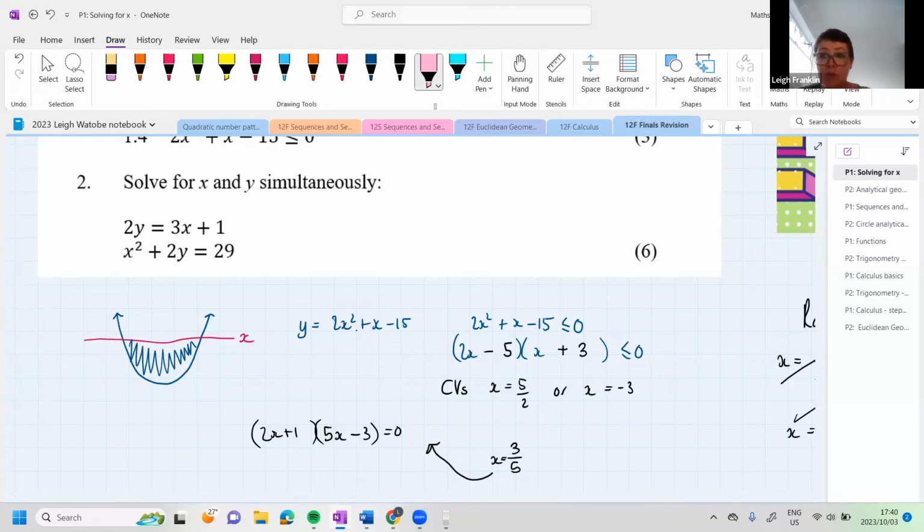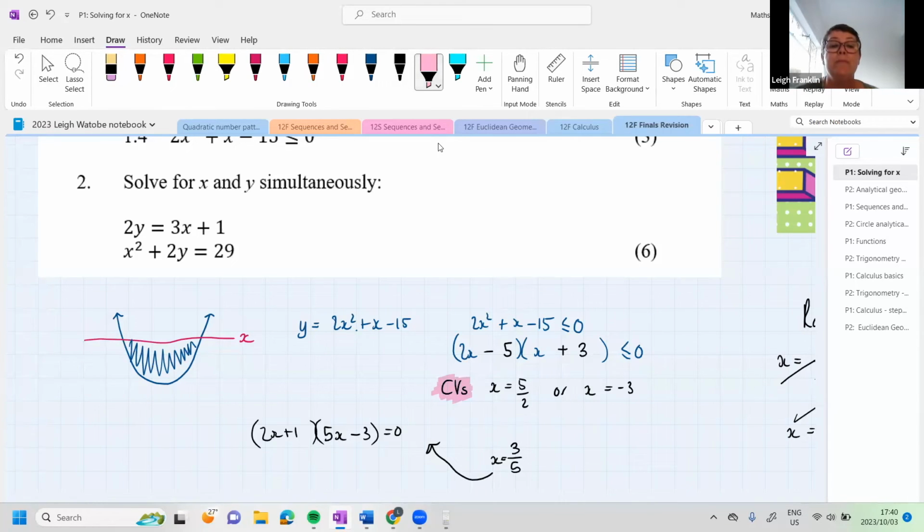I know at my school in trials, they're very strict about this. If the boys don't write that those are the critical values, they take marks away. So I just don't want any of you losing marks in finals unnecessarily just because you didn't write something. So make sure that you write there that those are the critical values. And then, of course, you can use a number line or you can draw a parabola. Okay, am I clear? Okay, thank you.